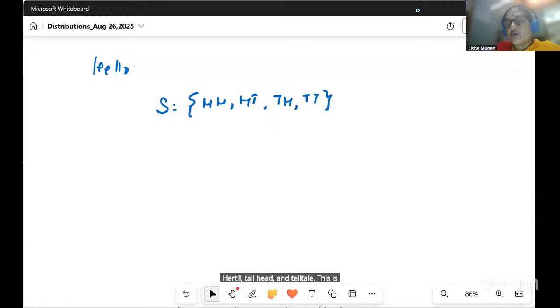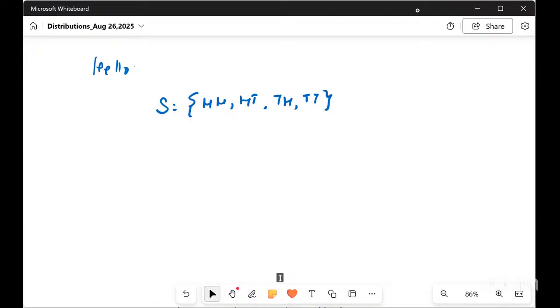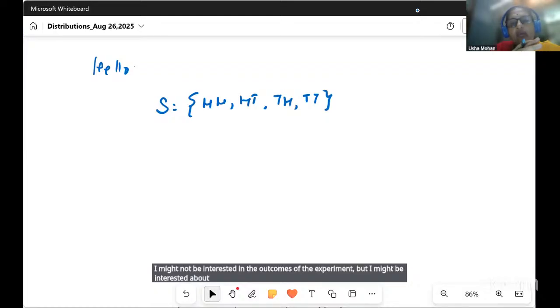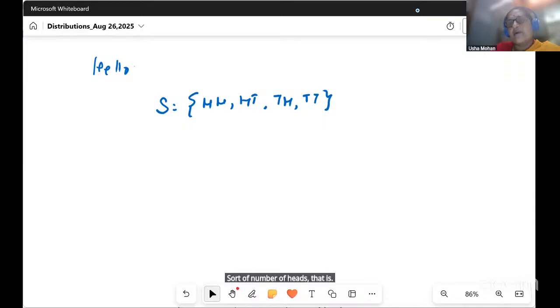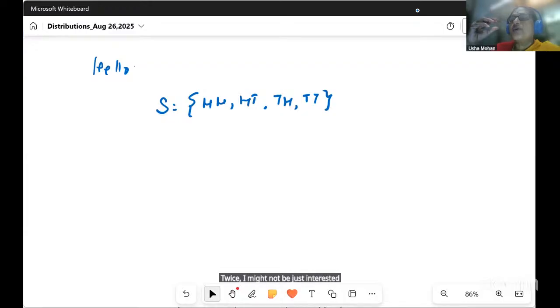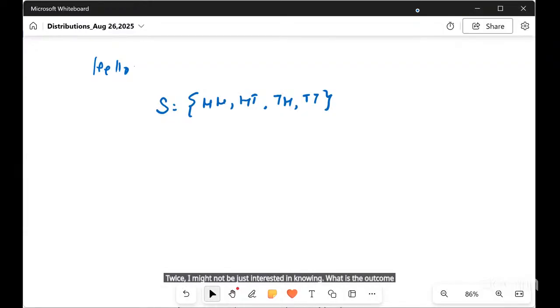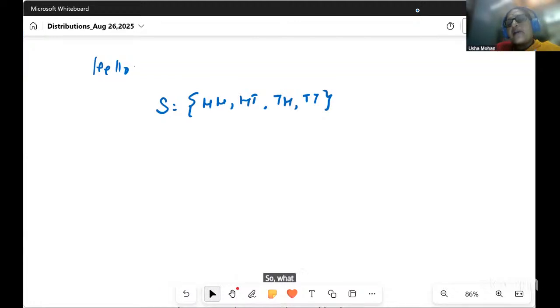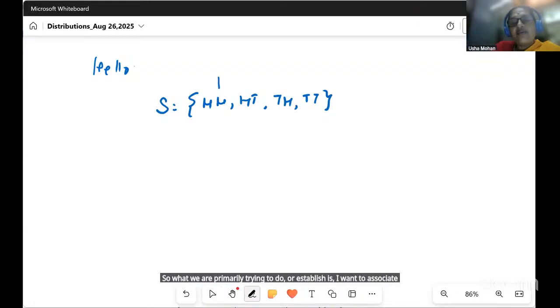This is when I'm tossing the coin twice. I might not be interested in the outcomes of the experiment, but I might be interested in knowing the number of heads that is coming up. Again, when I roll a die twice, I might not be just interested in knowing the outcome, but I might be interested in knowing the sum of outcomes.